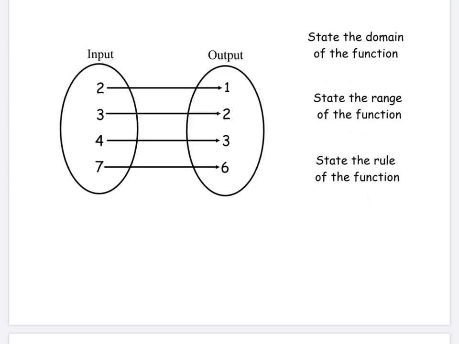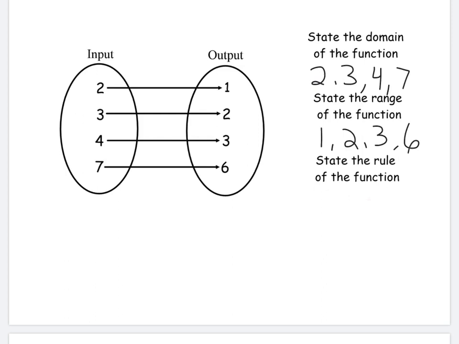So from this mapping, we are identifying the domain, or identifying the inputs. So we are literally just making a list of our inputs. So our domain is 2, 3, 4, and 7. Our range is another name for the output value. So we are just making a list of our output values: 1, 2, 3, and 6.